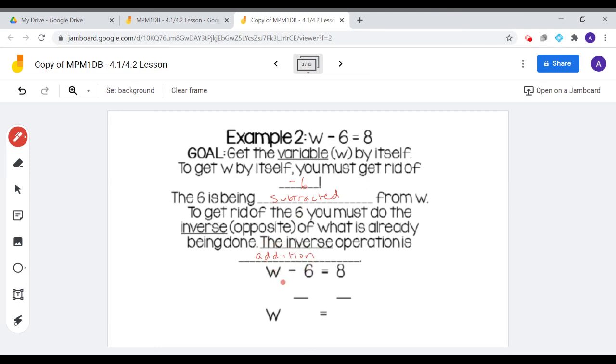So if I add 6 to both sides, then here I'll get w plus 0, which is just w. On this side, I won't get 0. 8 plus 6 is 14. So I'll find out that w is 14.